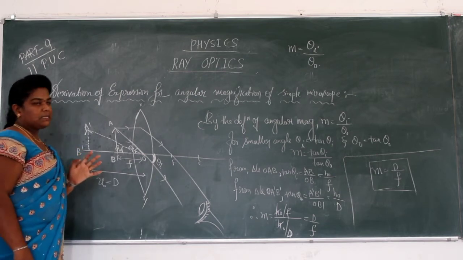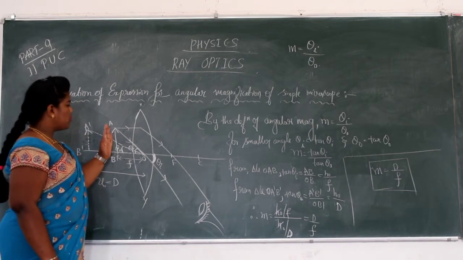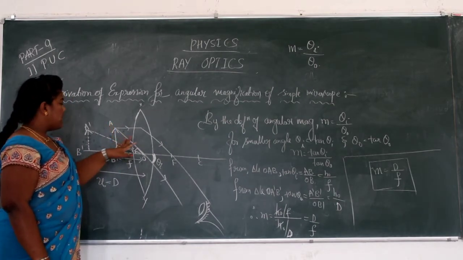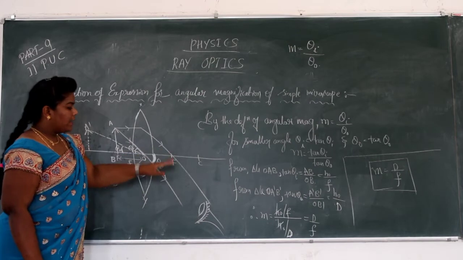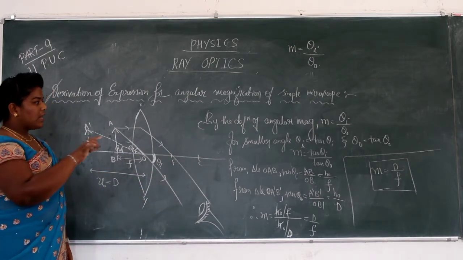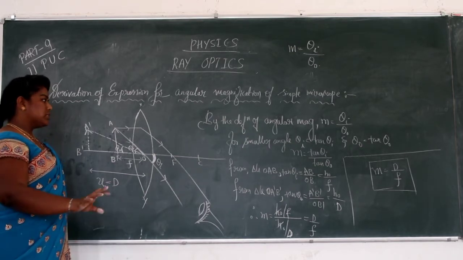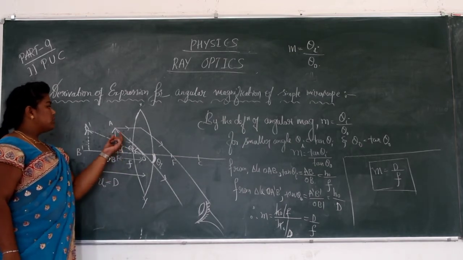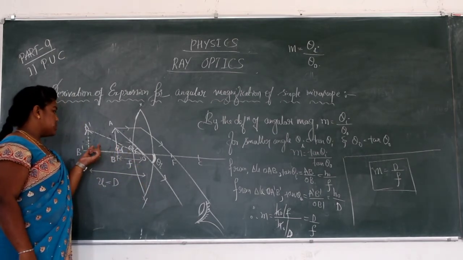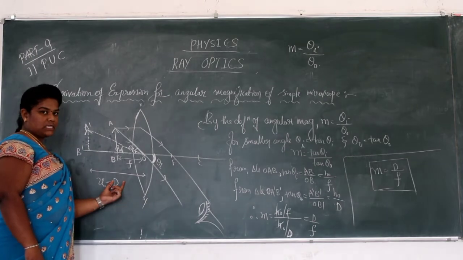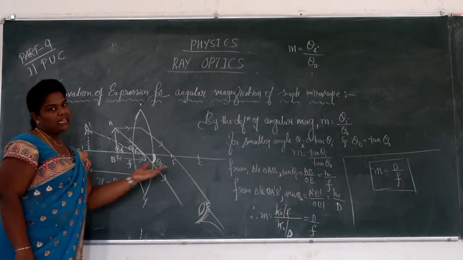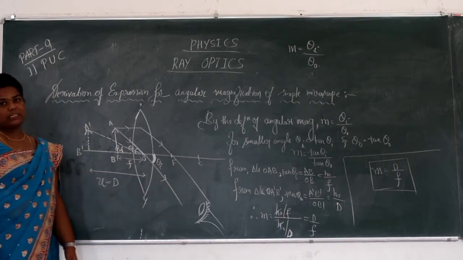Then what is the working principle? Simply you can say that when the object is placed at AB, that is, at the principal focus, the real inverted enlarged image is formed at infinity. But here, to calculate the angular magnification of a simple microscope, if the object is assumed to be placed at the least distance of distinct vision, then the enlarged real inverted image is formed at infinity. This is the assumption that we made.